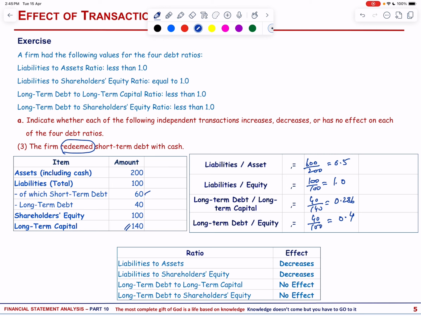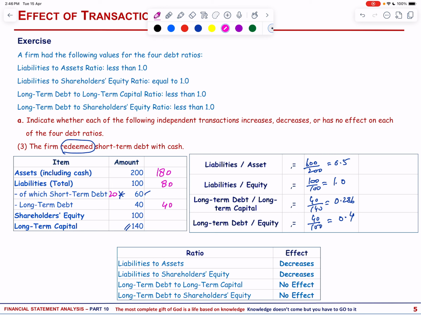Now let us assume that the firm pays $20 of short-term debt. They are paying $20 of the short-term debt using 20 of its cash. So let us see what happens now. Because we are paying, the assets are going to decrease by 20. So this is going to be 180. The liabilities are also going to decrease from 100 by 20. The liabilities will be 80 now. The long-term debt is going to remain unchanged. It remains the same, that is 40.